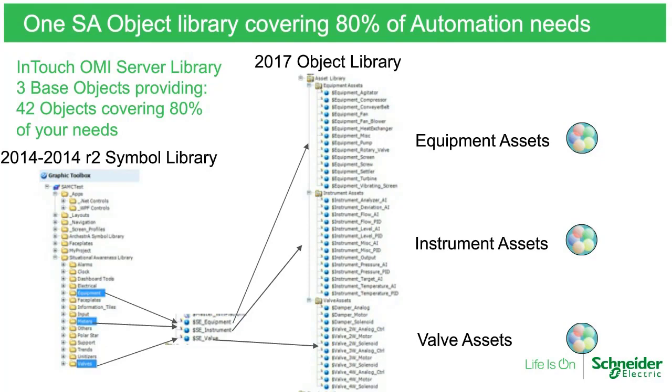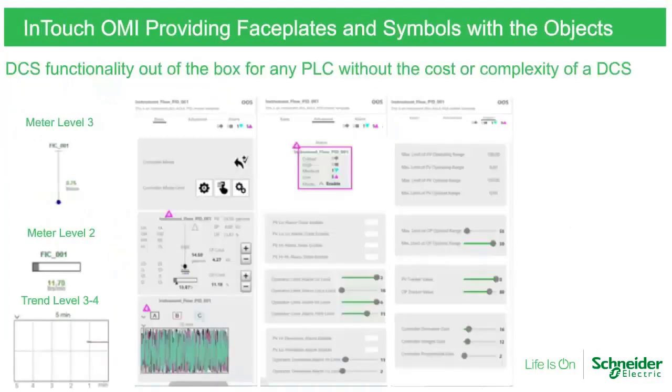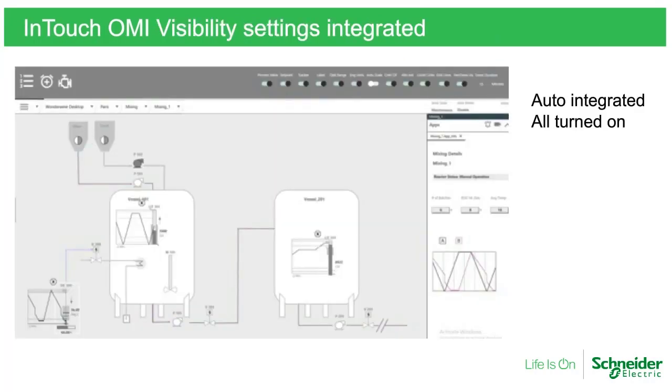These three groups you can then use, and it gives you DCS functionality out of the box for any PLC without the cost or complexity of a DCS. So it basically gives you the complete interactions with all these different symbols out of the box. Last, we have visibility settings on the SA graphics. If you use these templates, the visibility settings are automatically integrated, so you can turn things on and off.